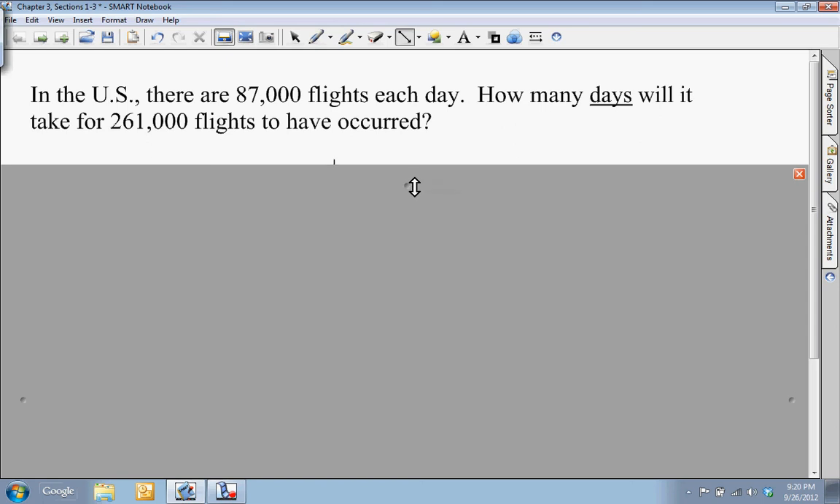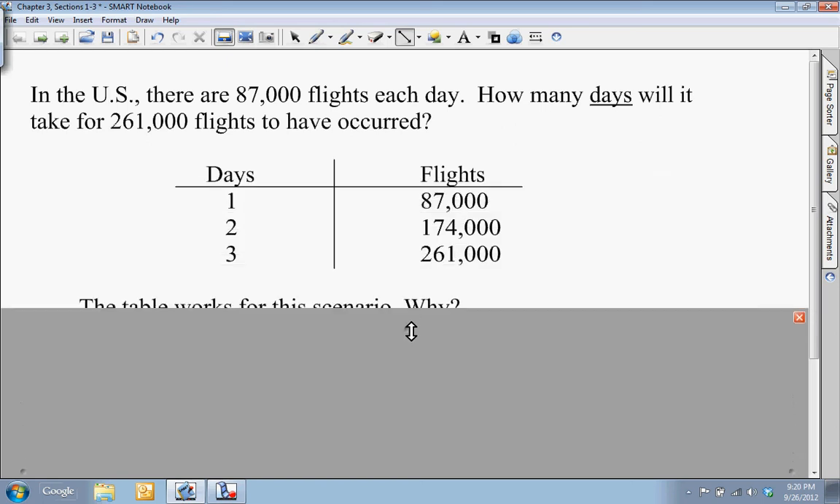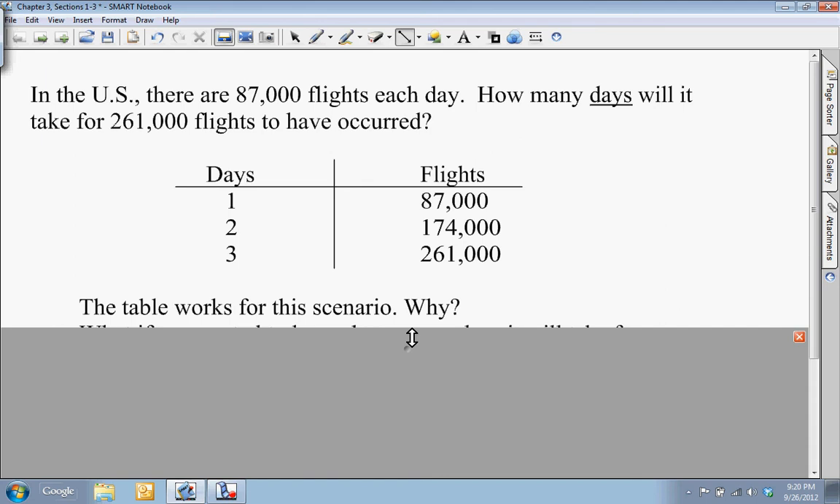One of the methodologies he showed you for solving this was to create a table with the number of days and the number of flights. So in one day there would be 87,000 flights, 2 days 174,000, and in 3 days there would be 261,000 flights. So by using the table we could quickly see that it would take us 3 days for 261,000 flights to have occurred.